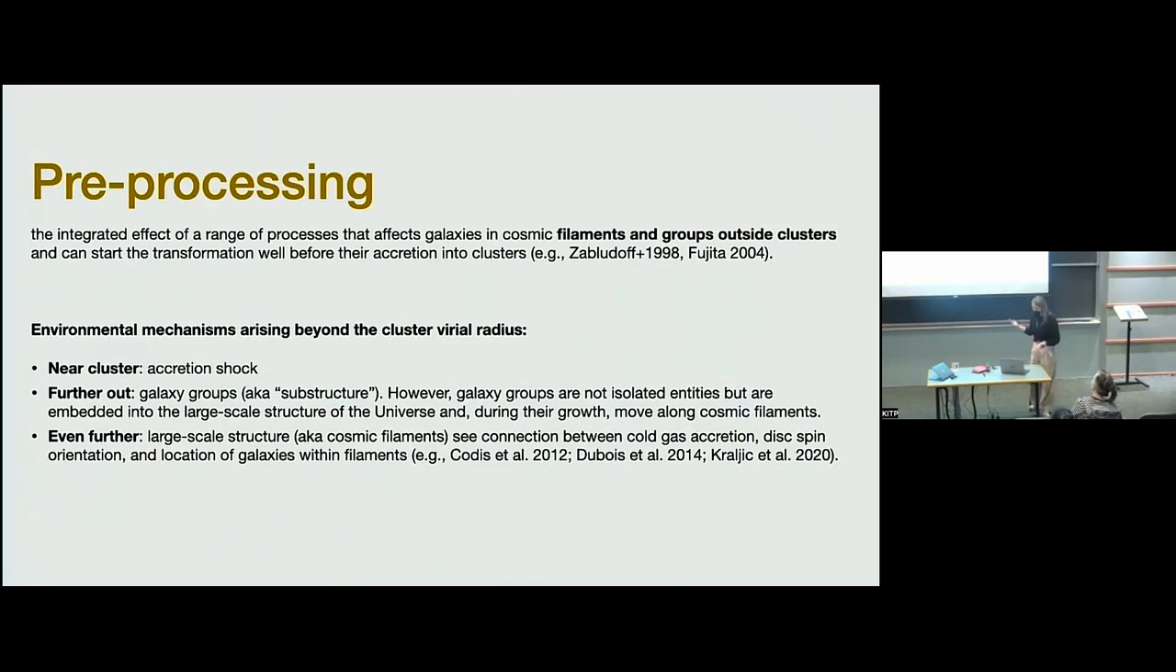So there are three areas that we might identify near the cluster: accretion shocks, and I think we might hear more about this. Further out, then there are these groups, or observers call them substructures. It's really difficult to find the groups actually there. And then we don't really know what happens inside them, whether it's the same thing as in clusters or not. And then even further, that's what we heard most about now: the very largest and furthest scales.